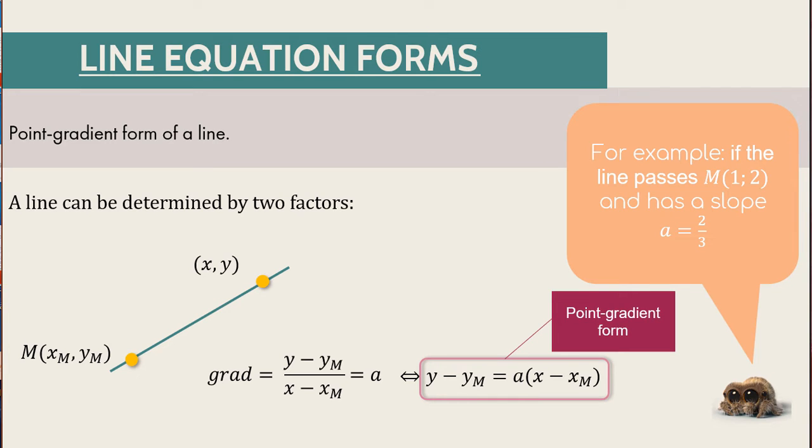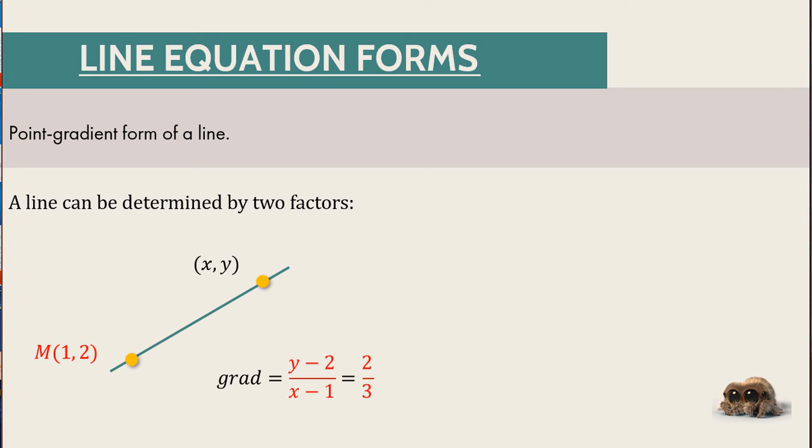Now, to see how it works, we will consider an example. If the line passes through M(1, 2) and has a slope of a equals 2 over 3, all we need to do is to substitute the information into the formula. Now the point is (1, 2), and the gradient is 2 over 3. So we have y minus 2 divided by x minus 1 must be equal to 2 over 3.